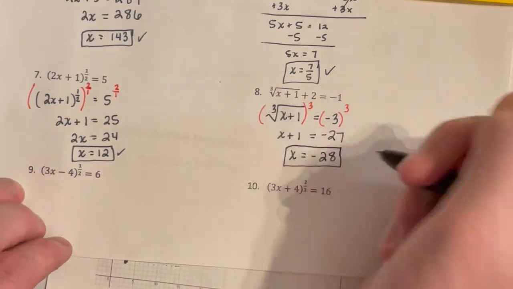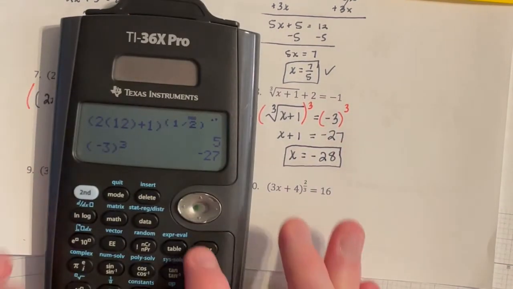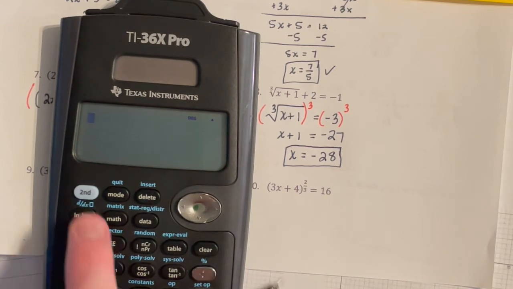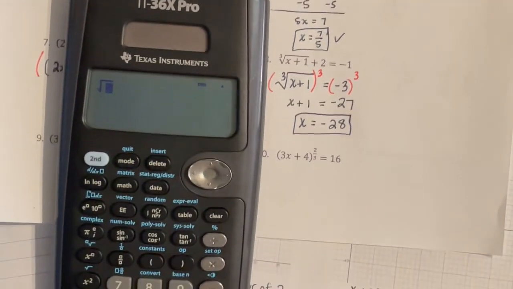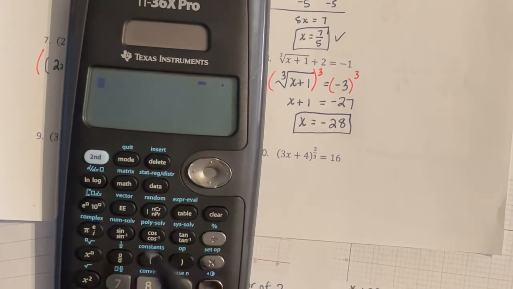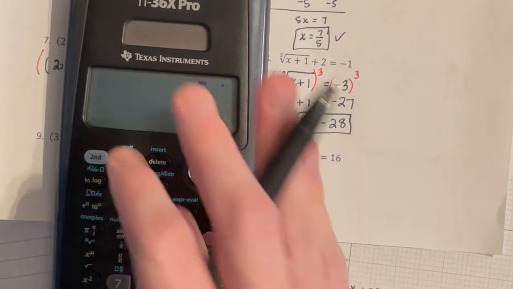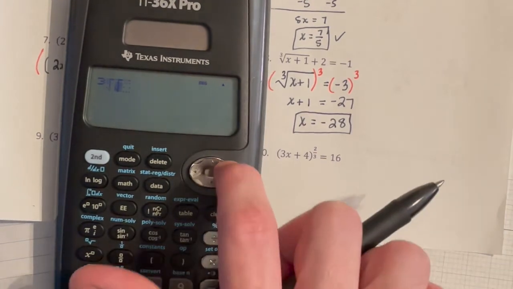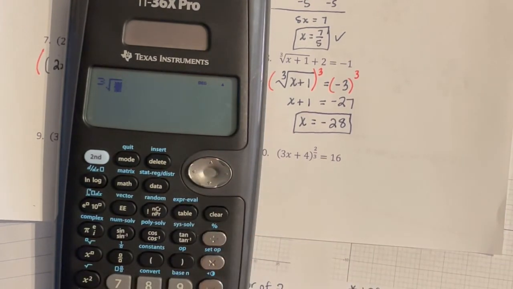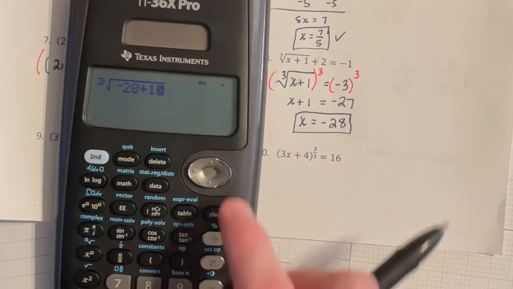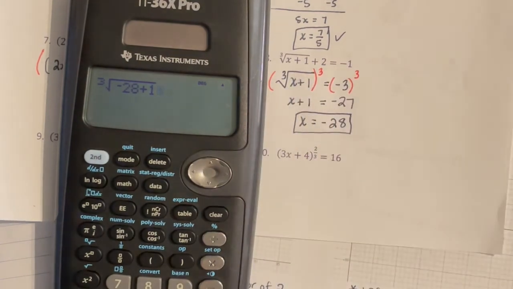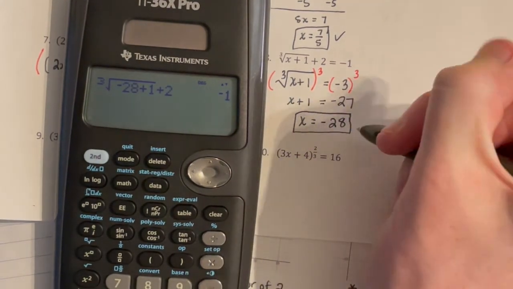Again, double check our work. This time I'm doing the cube root. If I did this square root button, it won't work. There is a cube root button if you do the other square root. So I'm going to click on that one, and that will let me change that value to a 3. So I'm going to take the cube root of negative 28 plus 1, and then go outside of the cube root and add 2. We get negative 1, so that does work out.